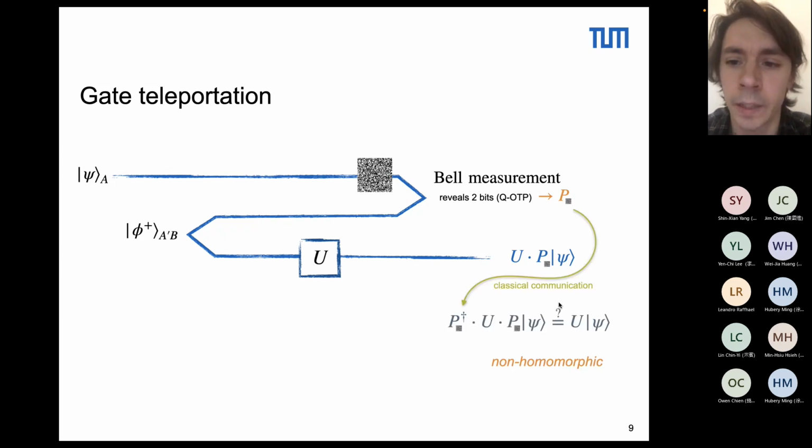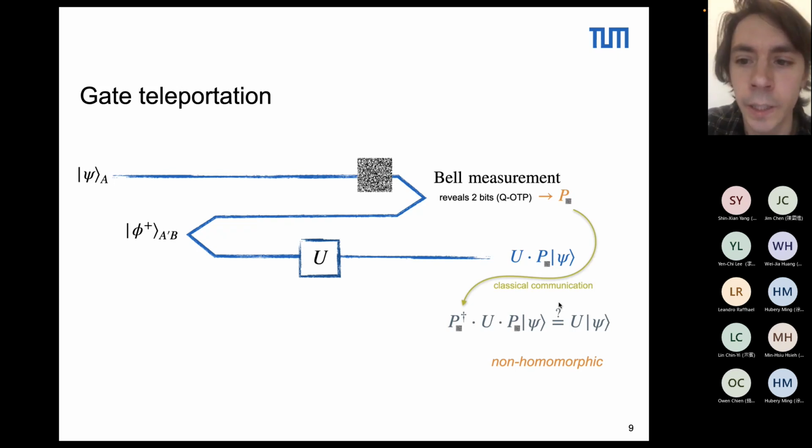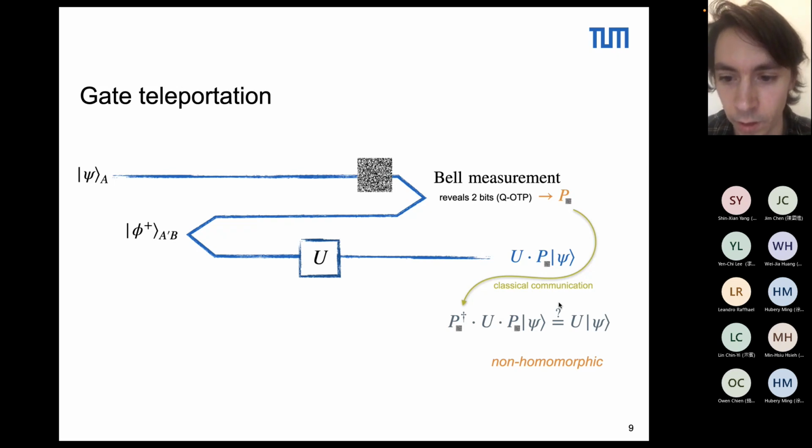And the problem with that is that in general, if we want to undo this noise, we cannot just reapply the same Pauli matrix on the unitary because they do not commute. So if we do PUP, it's in general not going to be equal to EU.